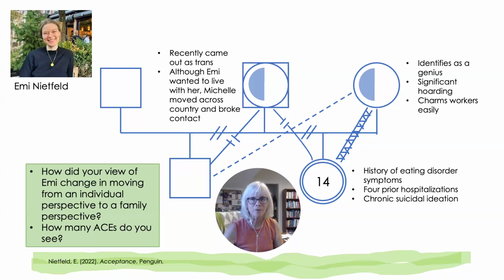Her other parent identifies as a genius, but also significantly hoards. So there are paths through the house. Her bed is covered with boxes. And while her mom seems to love Emmy, there's also a lot of conflict around these issues. Emmy is at this point describing a history of eating disorders, 4 prior hospitalizations, chronic suicidal ideation. Think about how knowing this changes the way that you might see Emmy. And also think about how many ACEs you see and what ACEs you see.